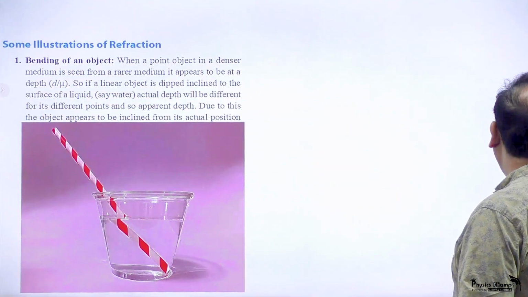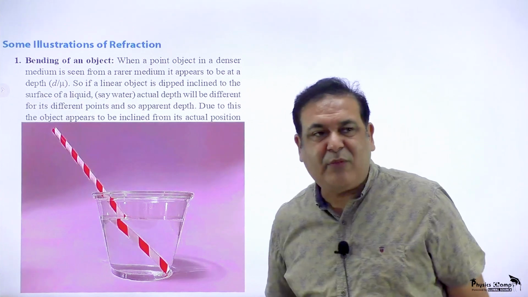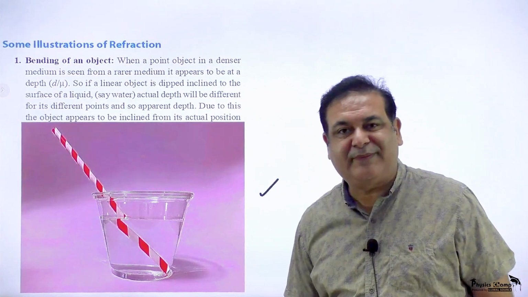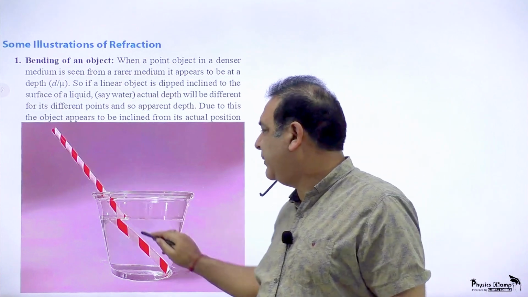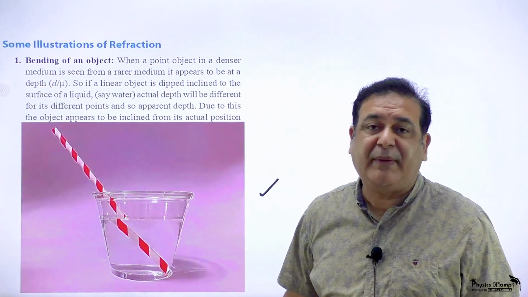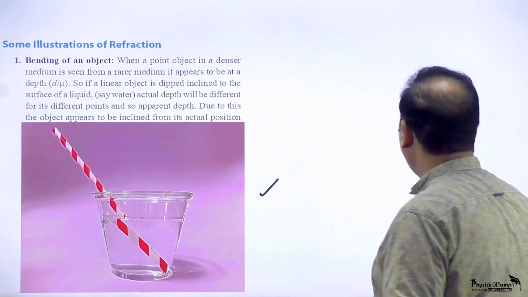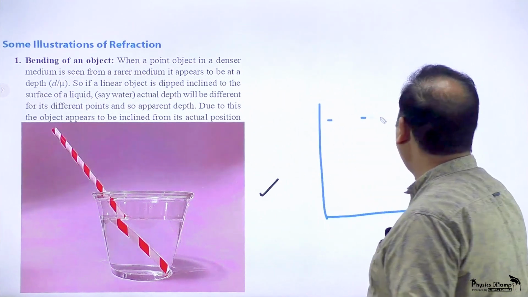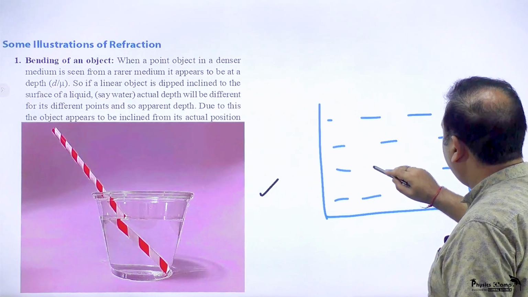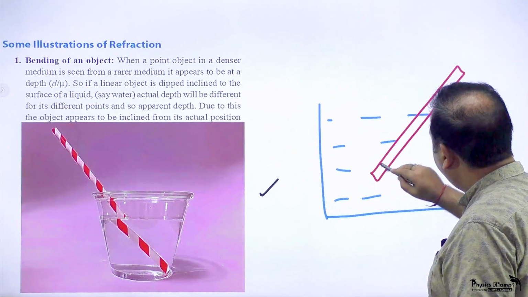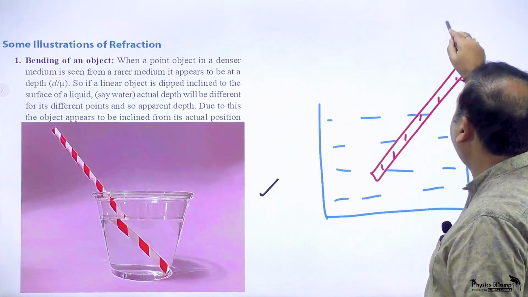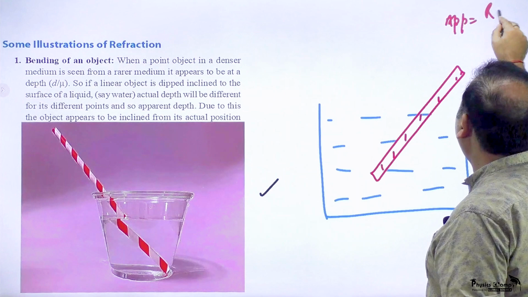Now, when we talk of some more illustrations, some more examples of refraction, this is something you must have observed. You put a pipe in water and you will see the pipe seems to be bent. How may it be happening? Imagine there is a container and you are putting a pipe or a pencil in it. The apparent depth is the real depth divided by mu, or the real depth by mu of water.